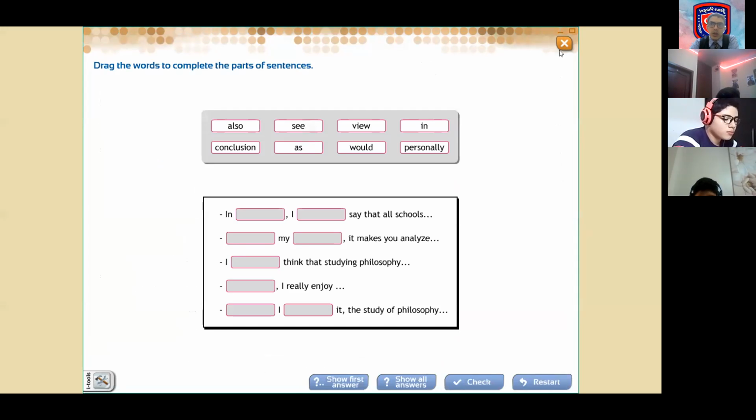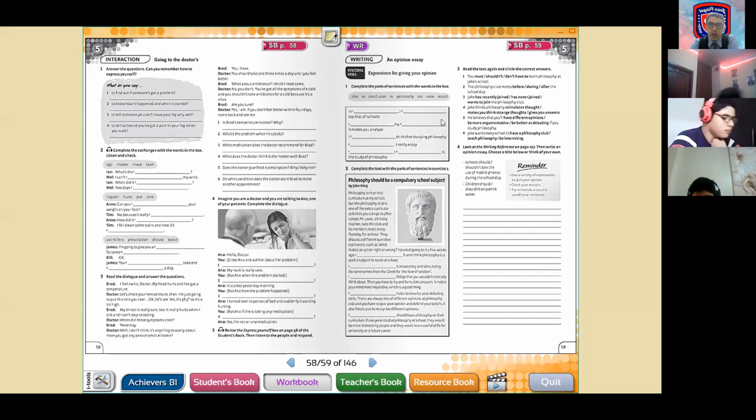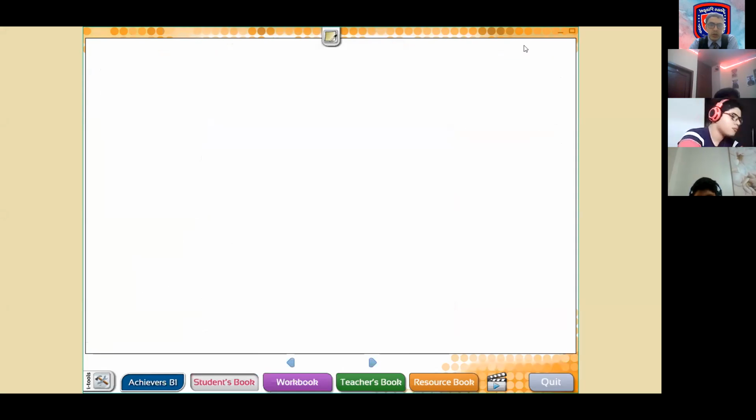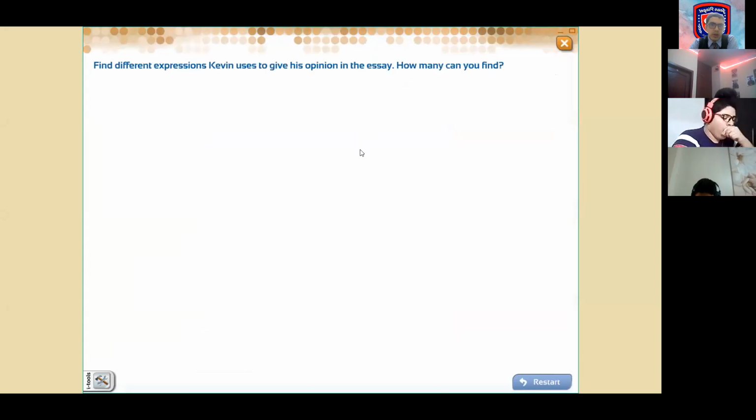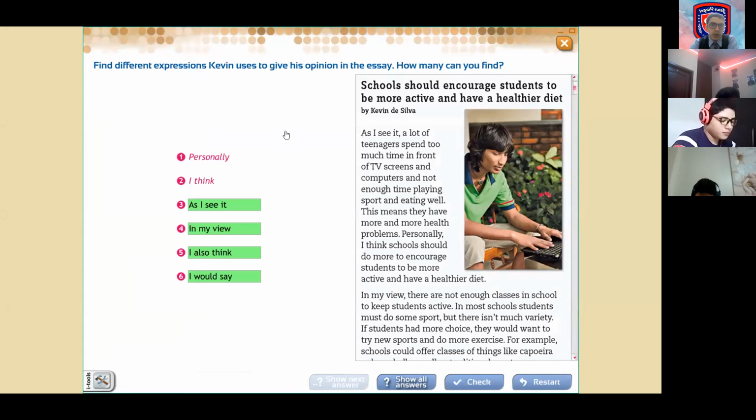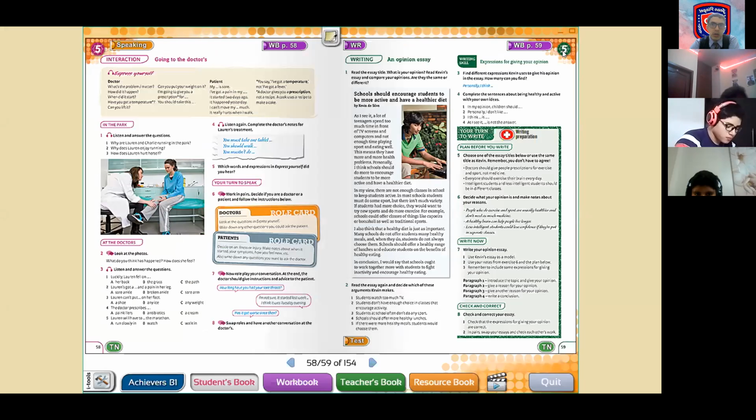So what are these, guys? These are basically, as you will see, expressions to give opinions. So in the student book, we go there for a few seconds so you can check these opinions, this kind of vocabulary. We have, for example, such as: personally, I think; as I see it; in my view; I also think; or I would say, okay? These are probable answers that you could have for this activity right here.